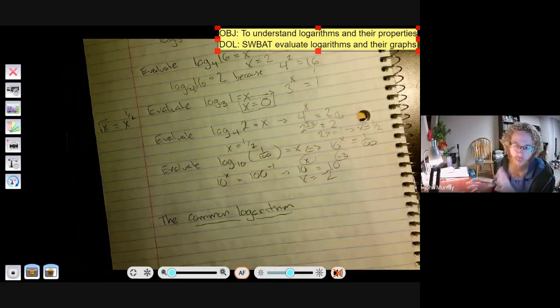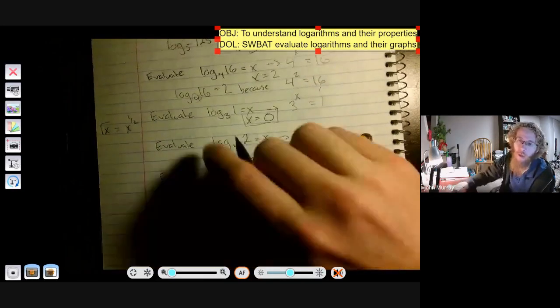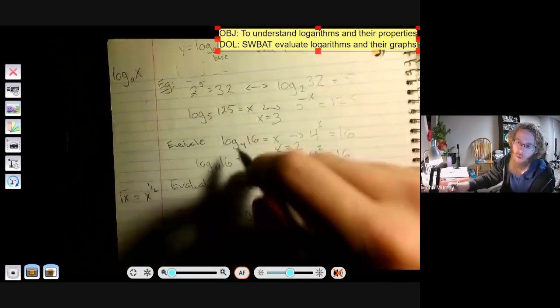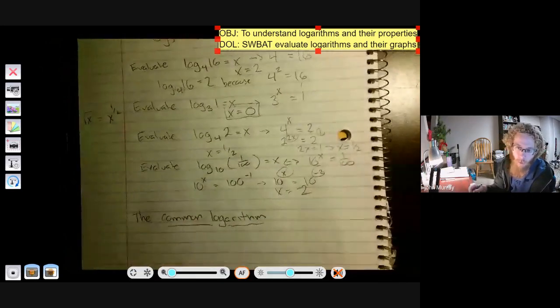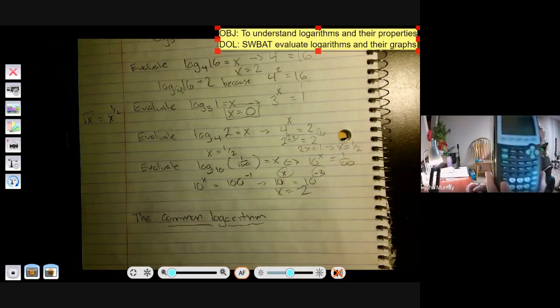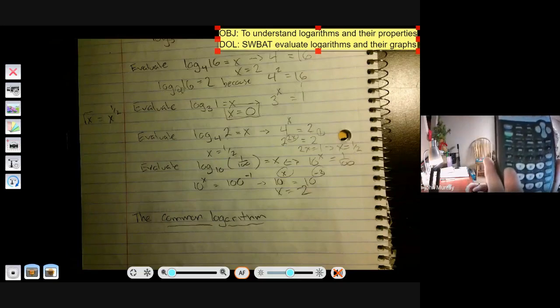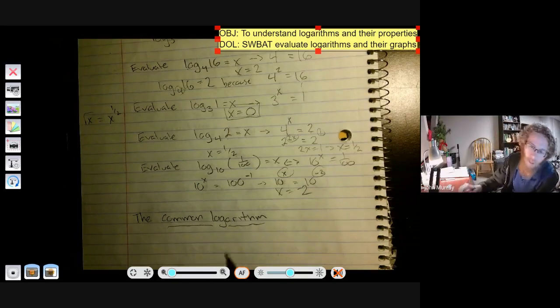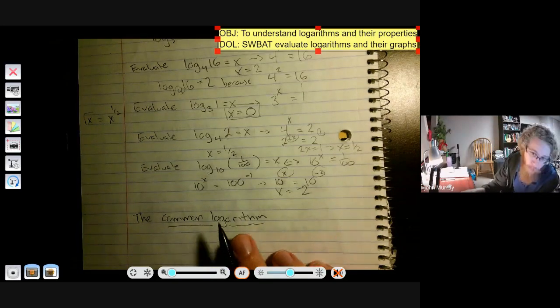So on a very basic calculator, you don't have all these options, right? You can't calculate log base 2, log base 4, or log base 3. What you see on your calculator is just log by itself. That's known as the common logarithm.